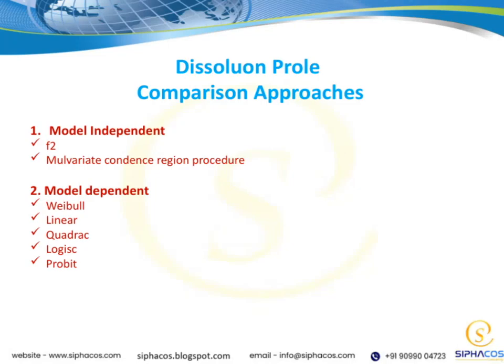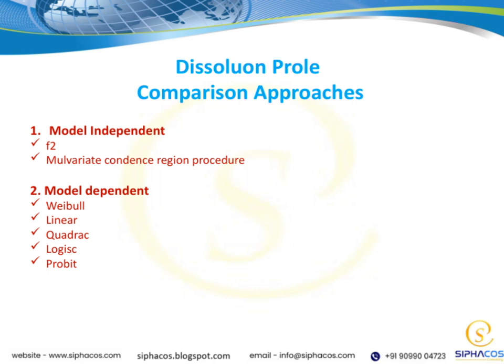Now, let's take a look at the two main approaches for dissolution profile comparison. First, we have the model-independent approach, which uses the F2 metric along with a multivariate confidence region procedure. This method is quite popular because it doesn't assume any specific model for the data, making it flexible and broadly applicable. It essentially compares dissolution curves directly, providing a statistical measure of similarity.